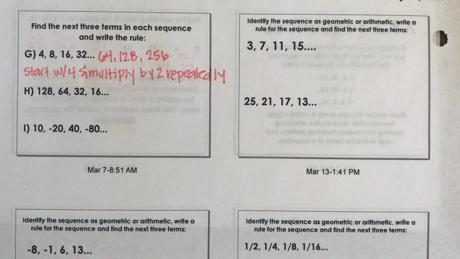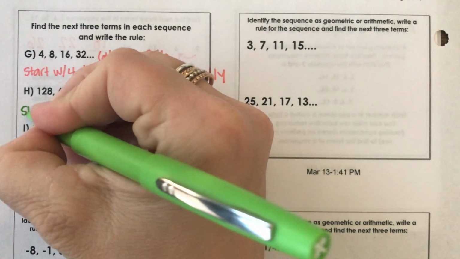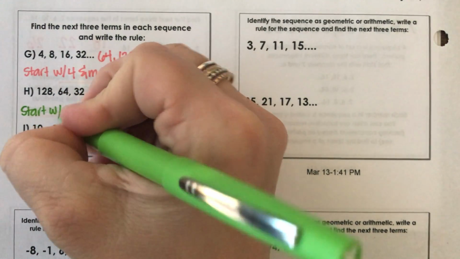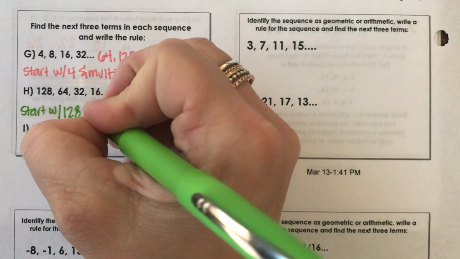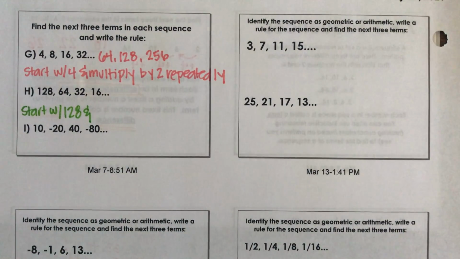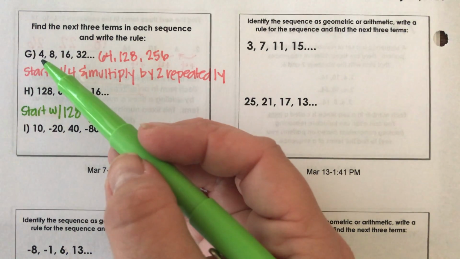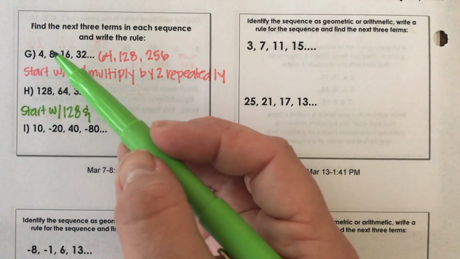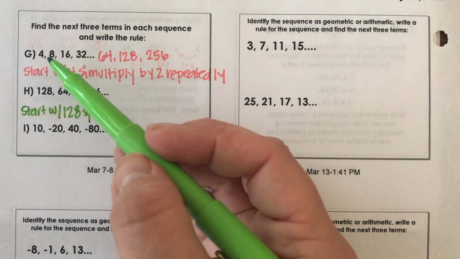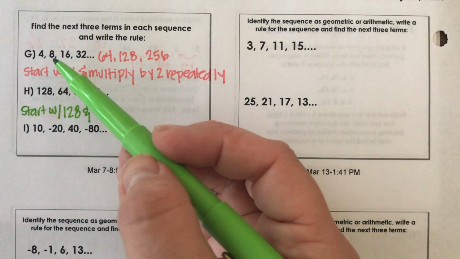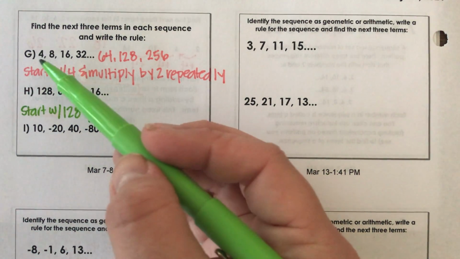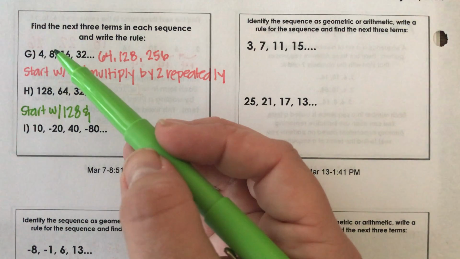So if we look at letter H, we're going to say start with 128. And what are you doing every time? What are you multiplying by? If you're not sure, you take the second number and divide it by the first. So 8 divided by 4 is 2. 16 divided by 8 is 2. So I know I'm taking the first number and multiplying by 2.